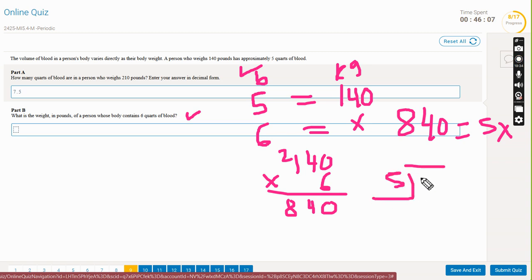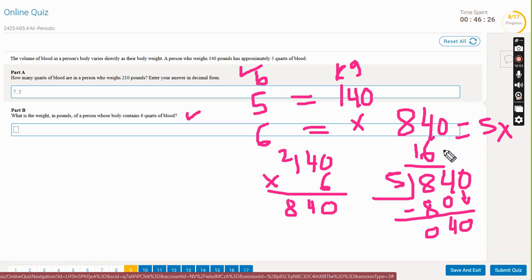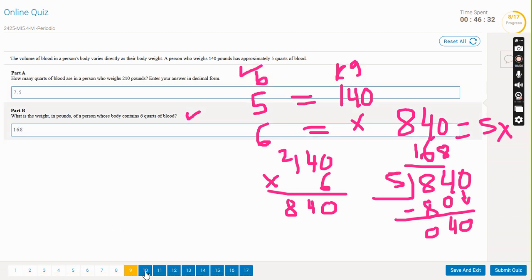840 divided by 5 will give you, sorry, 1 minute. We know that 16 times 5 gives us 80, so 16 up, 80 at the bottom, we subtract, we get 4 here, 4 at the bottom, and then 8. 168 is the answer for the next one. 168.